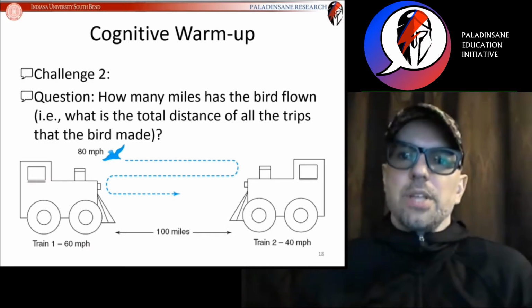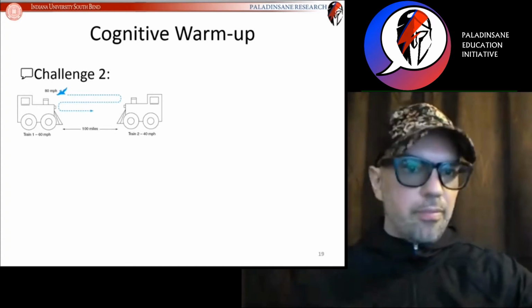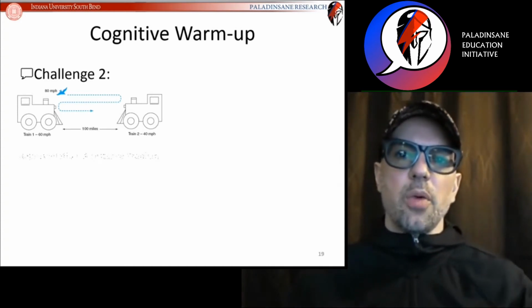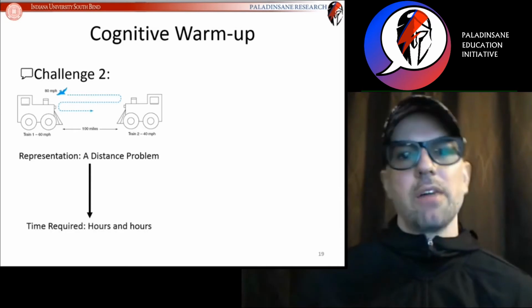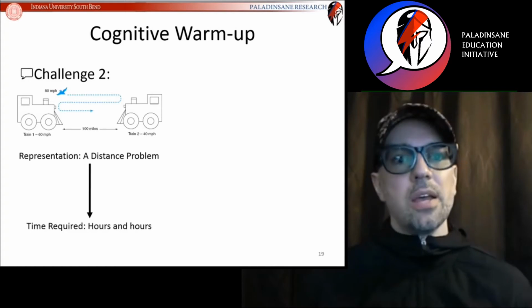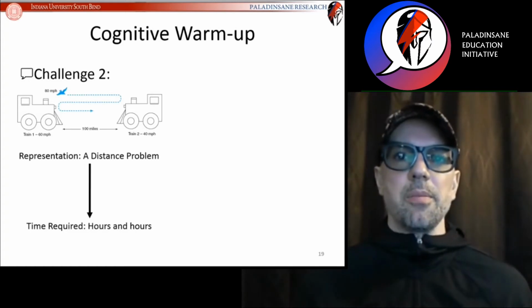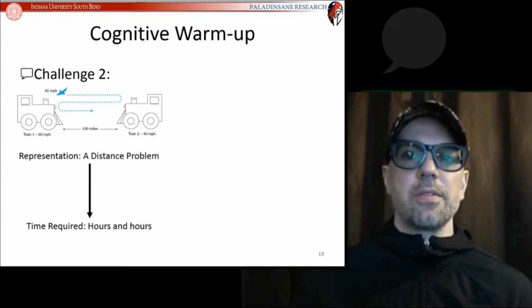And as we saw on the first day that we met back in January, if you represent this as a distance problem, you're going to take hours to solve this, and you're going to need calculus to solve this. It's a very difficult problem. Representing it as a distance problem makes this problem a challenge. It makes it very difficult.